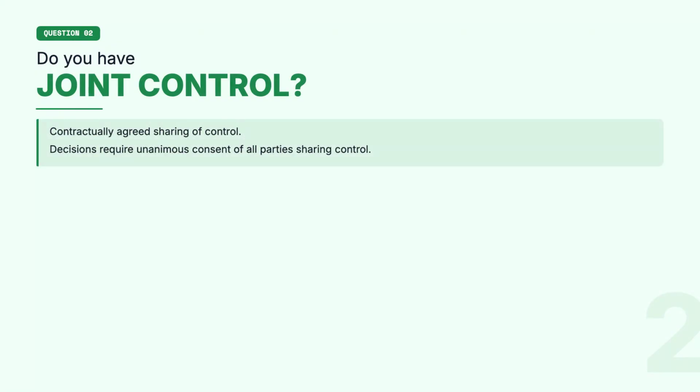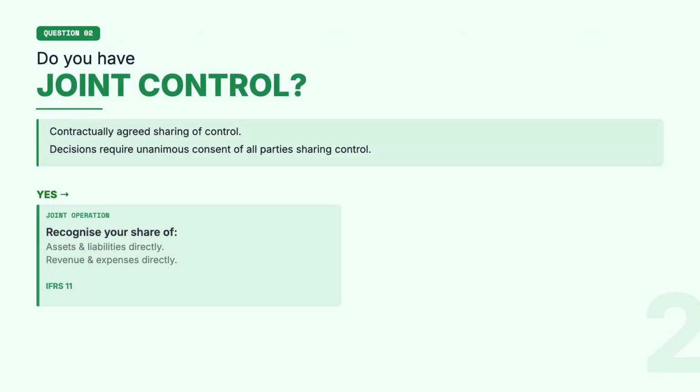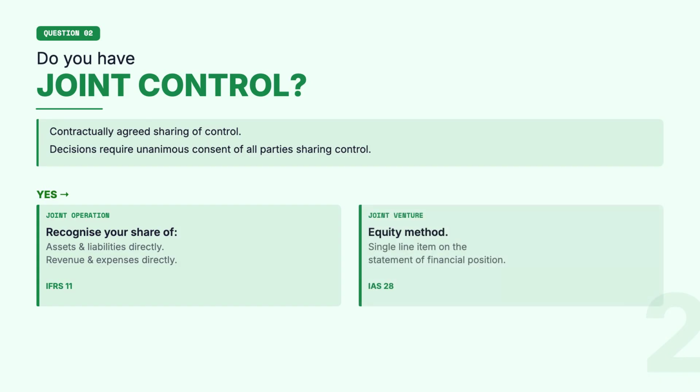Question 2. If not full control, do you have joint control? Joint control means a contractually agreed sharing of control where decisions require unanimous consent of the parties sharing control. If yes, you have a joint arrangement under IFRS 11. Now you need to subclassify. If it is a joint operation, you recognize your share of the assets, liabilities, revenue and expenses directly. If it is a joint venture, you use the equity method.